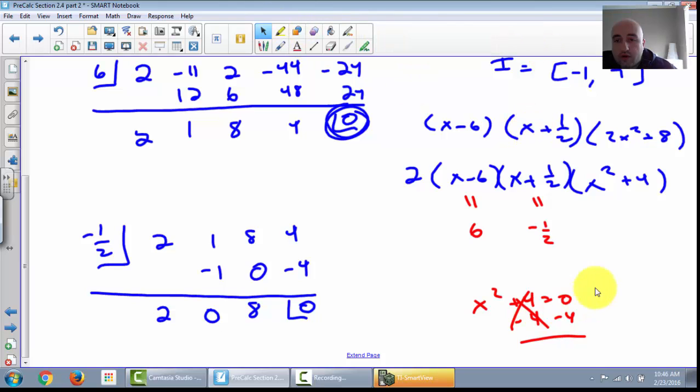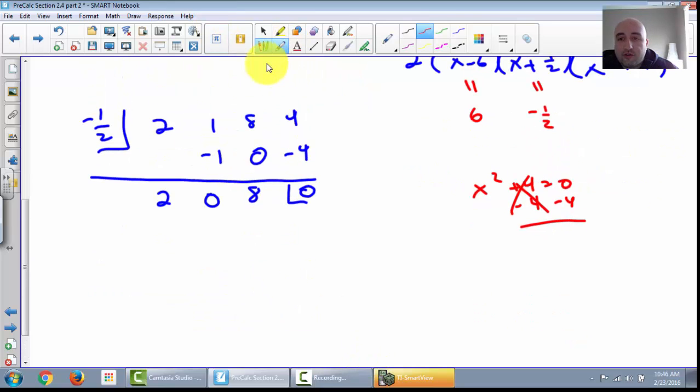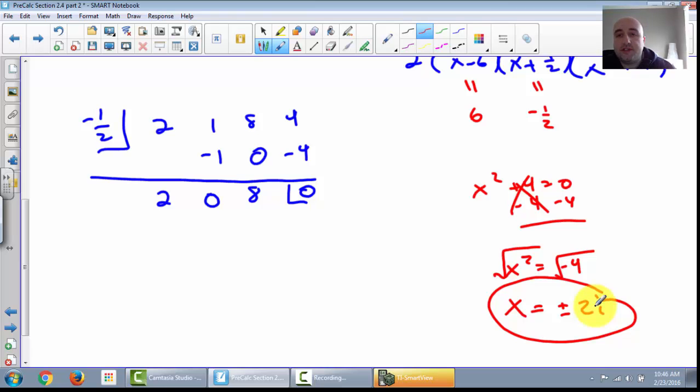Subtract 4, so I get, I need to extend the page here. So I get x squared equals negative 4. Take the square root. And I should get x is equal to plus or minus 2i. Remember, when there's a negative underneath the square root, you take your i out. And there would be our other zeros. So we have 6, negative 1/2, and plus or minus 2i.